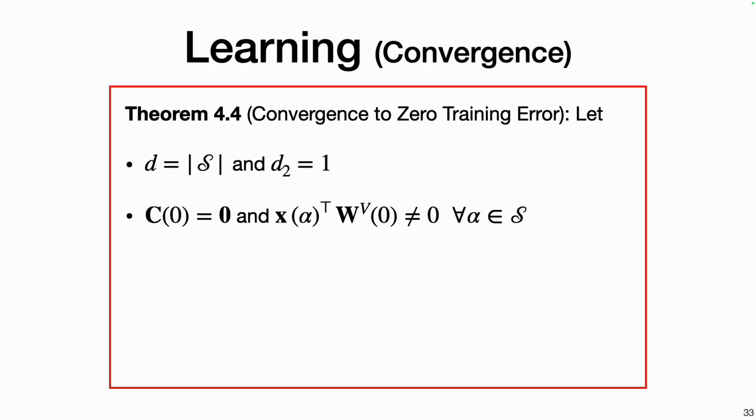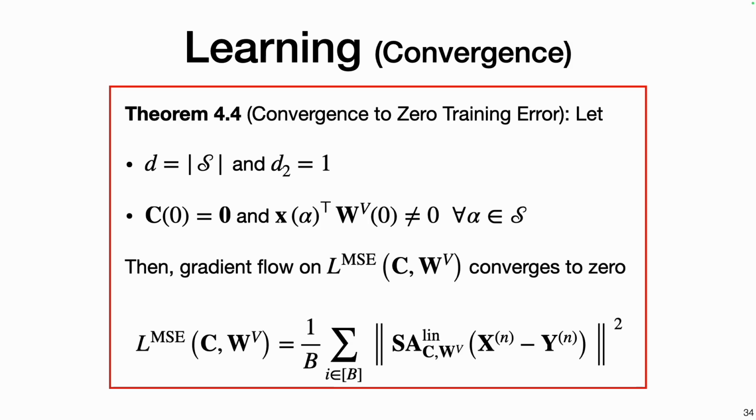The first part of our learning theory is convergence. If we choose the embedding dimension to be equal to the domain size, and if our task is predicting a scalar label, and if we choose the initial C matrix as 0 and the initial WV such that its entries in the domain embedding base are non-zero, then gradient flow in mean squared error converges to zero error.